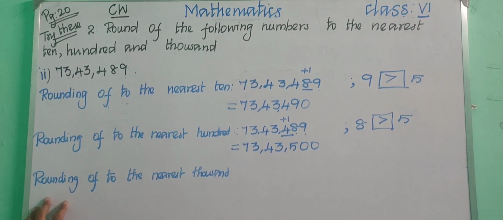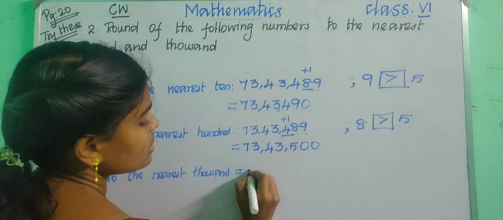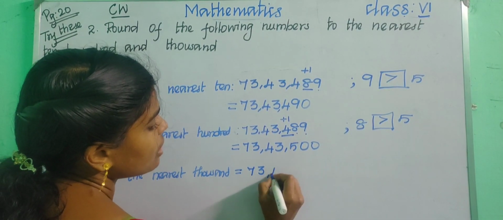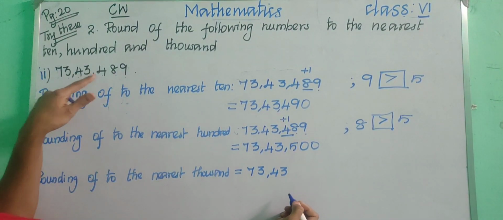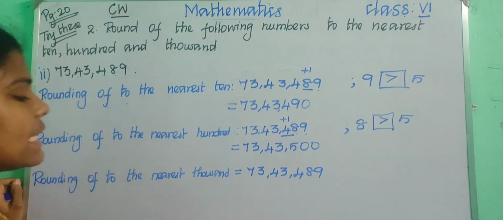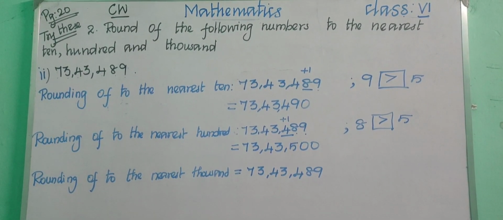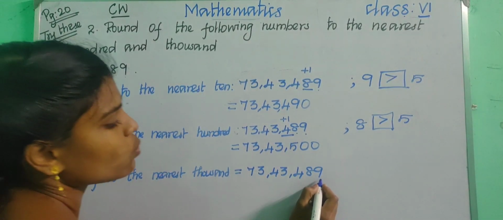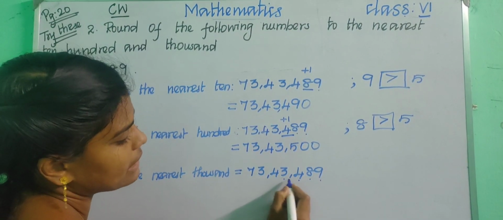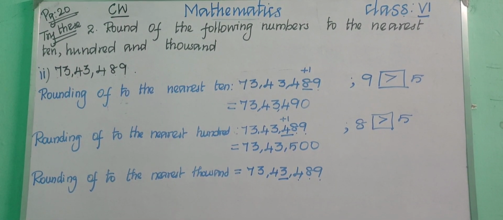Then we are going to round off to the nearest 1000. So let us write the same number: 73 lakhs 43,489. Okay, children, so we are just writing the question. So we are going to round off to the nearest 1000. We are going to mark the thousands place. So it's ones, tens, hundreds and this one is thousands. So 3 is the thousands place.